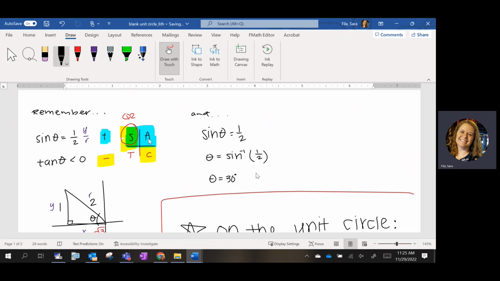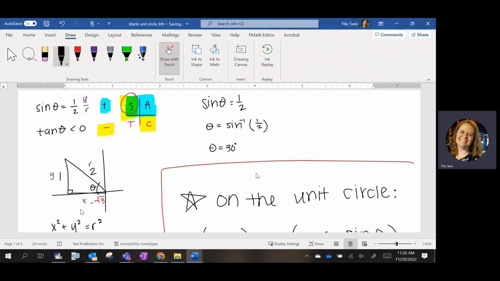Sine is positive in quadrants 1 and 2. Okay, remember all students take calculus. Okay, and tangent is negative in 2 and 4. So the overlap where both things are true is happening in quadrant 2. So we drew a triangle in quadrant 2 and we labeled with what was given, the 1/2. Remember, sine is y over r.